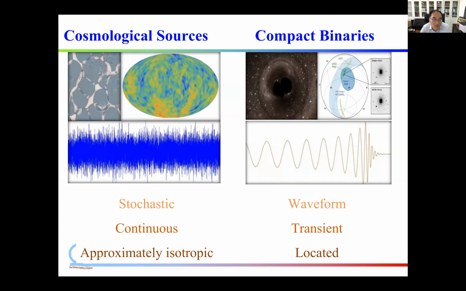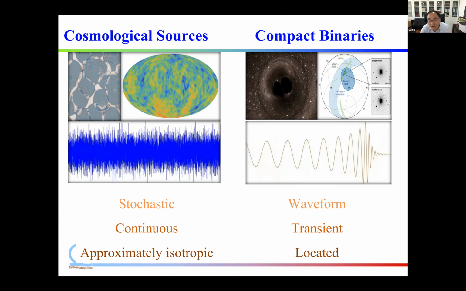Roughly speaking, the gravitational wave sources could be categorized into two categories. One is the cosmological sources, another is compact binary systems. From the cosmological sources, for example during inflation, we have primordial tensor perturbations, and also phase transitions and so on. For the gravitational waves from cosmological sources, the signal is stochastic, continuous and almost isotropic. On the other hand, for the gravitational waves from compact binary systems, we have a clear waveform and the signal is transient.